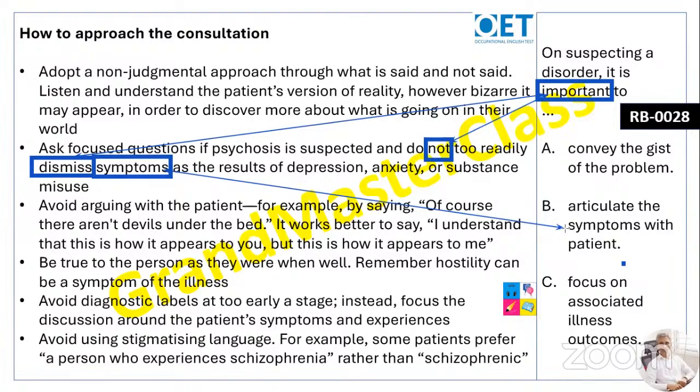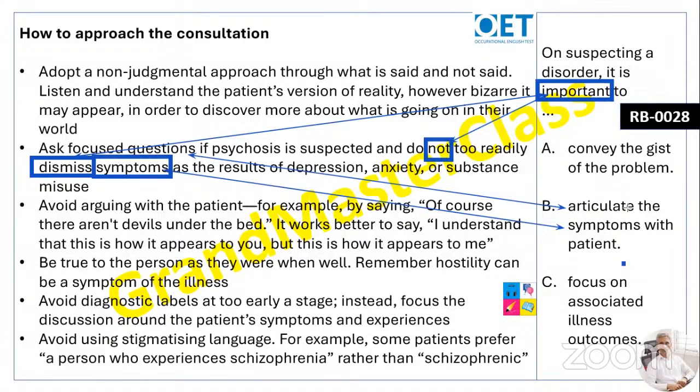Ask focused questions. Asking questions means you are articulating. Articulating means you are talking. If you don't know the meaning of articulate, it will be a problem for you. Articulation means talking, like negotiate, discuss. Ask questions means discuss. Inquire, question, ask. So you're asking questions. That means you are articulating questions.